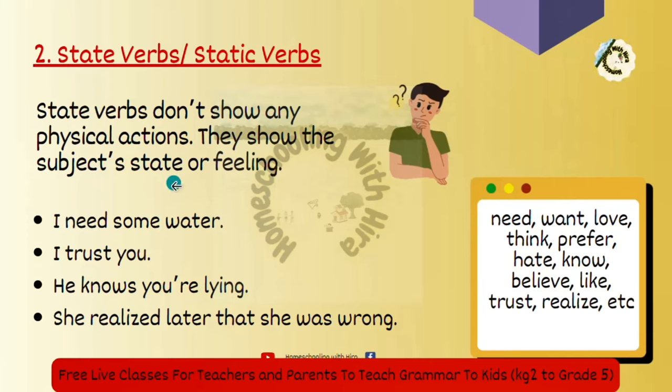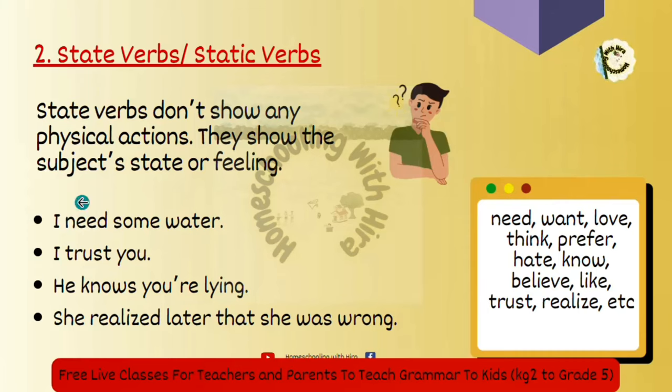Now what do I mean by state or feeling? So here are some examples, you can read them. Meet, want, love, think, prefer, hate, know, believe, like, trust, realize. Let's use these state verbs in sentences and then you will understand better.